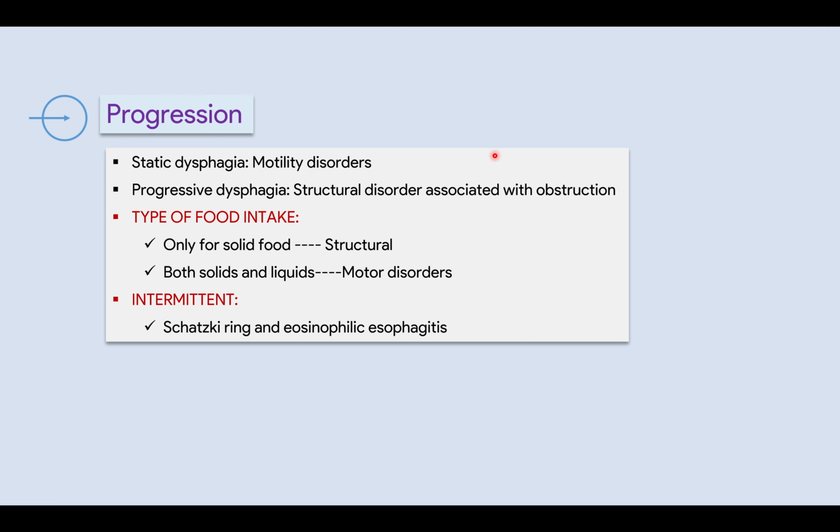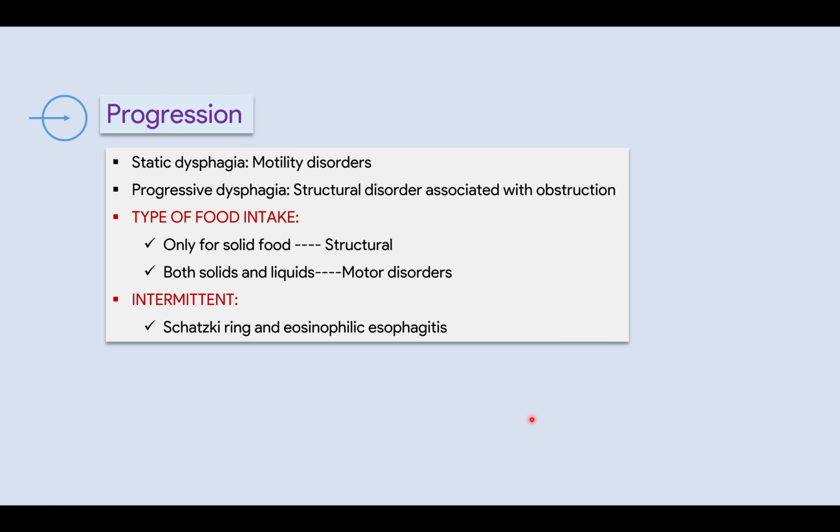Now the next way in which we can differentiate esophageal dysphagia is by the type of food intake. If it's only for solid food, it's structural. As I mentioned, solid food requires more lumen to pass through the esophagus, so if there is a small lesion, it will cause an obstruction to solid food. But as the lesion progresses, it may also cause difficulty in liquid swallowing.